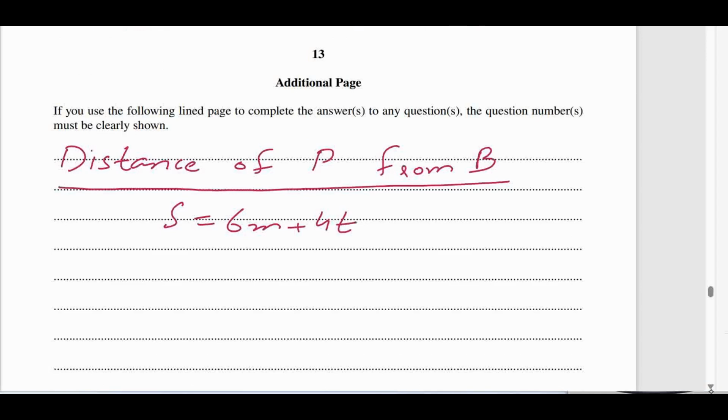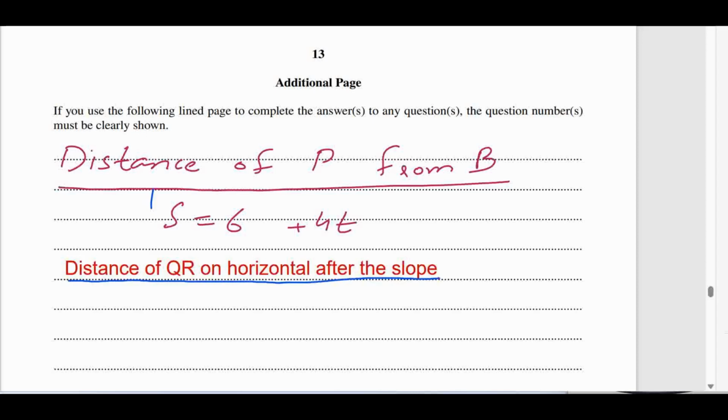4 into T, मतलब time के हिसाब से distance cover कर रहा है, so this will be the equation, so we can say that 6 plus 4t will be the equation for distance of P from B. Now let's find out the time t. Now this time t के लिए, ab distance find kar, time pehle find karenge and then we will put it in this equation and we will get the final answer. Now distance of QR on horizontal after the slope, this will be equals to 2t.